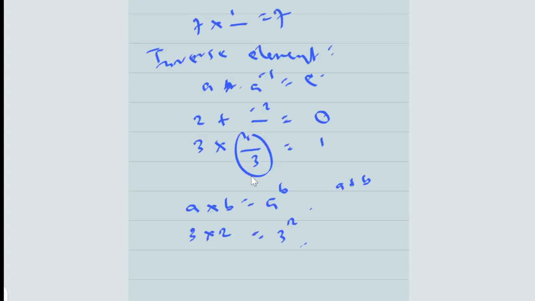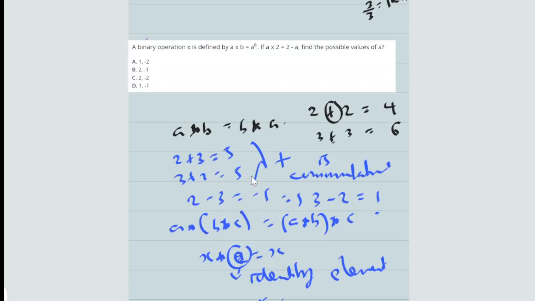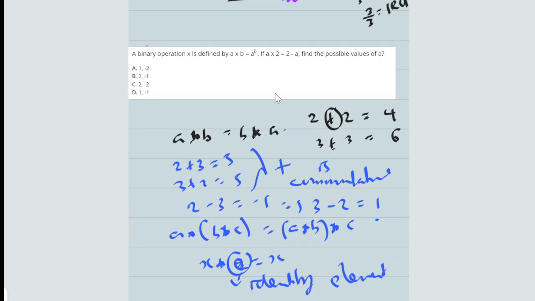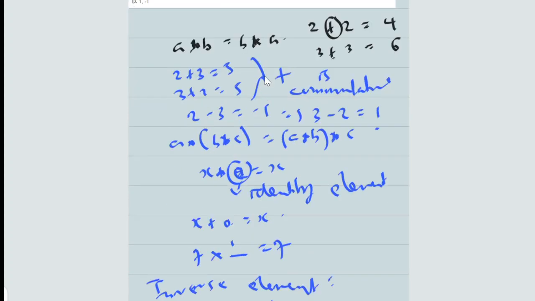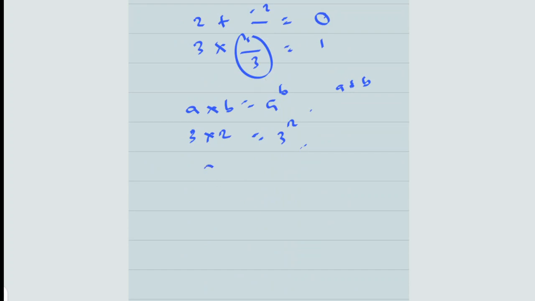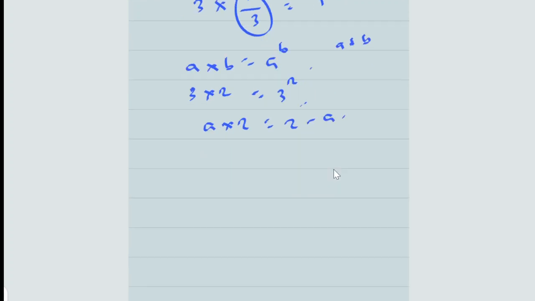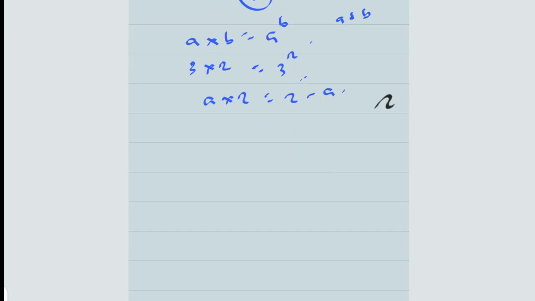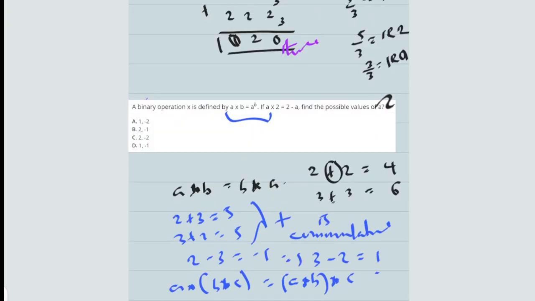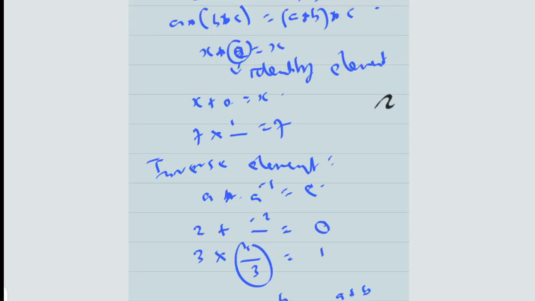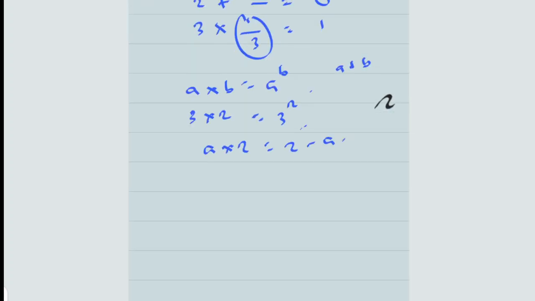So if that is now cleared, since we know what our operator means, they say if A multiplied by B is A raised to power B. Then the question says if A times 2 is equal to 2 minus A, then the question asks us to find A. I think the question asks us to find the possible values of A. It is not difficult to do.